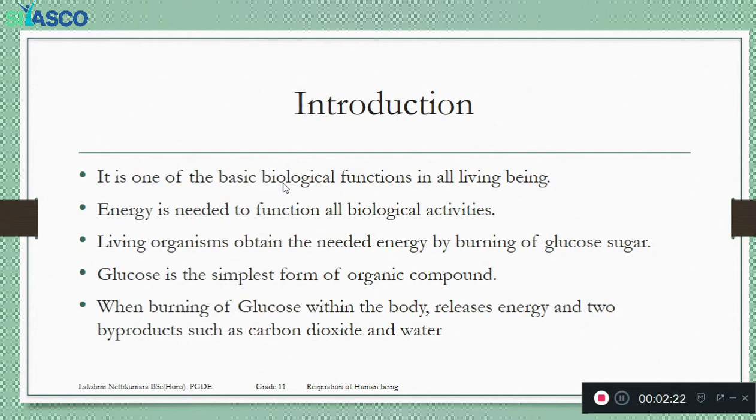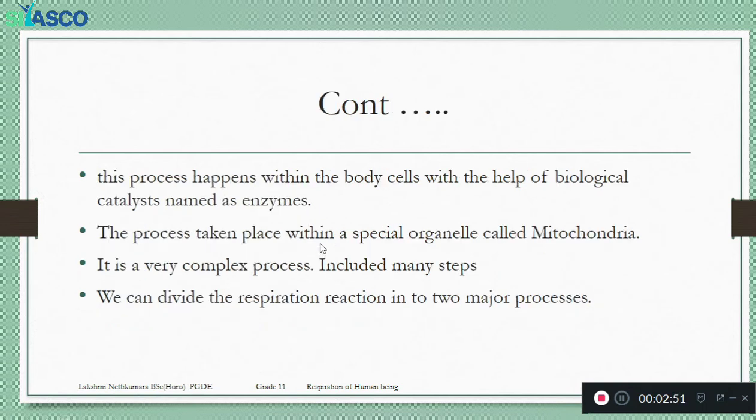You know that glucose is the simplest form of organic compound. You have already learned the digestive system and the products of digestion, and the simplest form of all organic compounds. So, glucose is the major energy source. Burning of glucose within the body releases energy, and two byproducts, carbon dioxide and water, are released. This process happens within the body cells with the help of biological catalysts named enzymes. The process takes place within the special organelle called mitochondria.